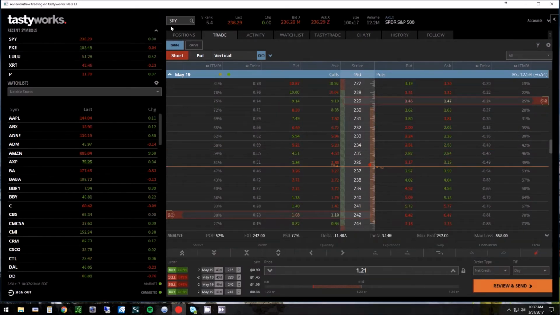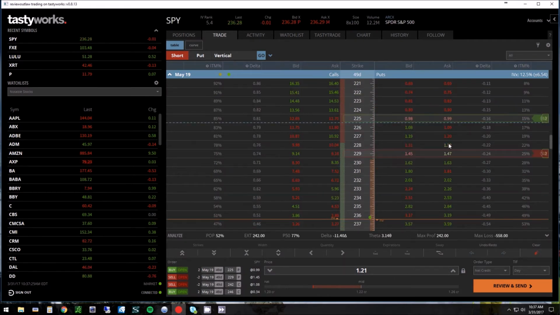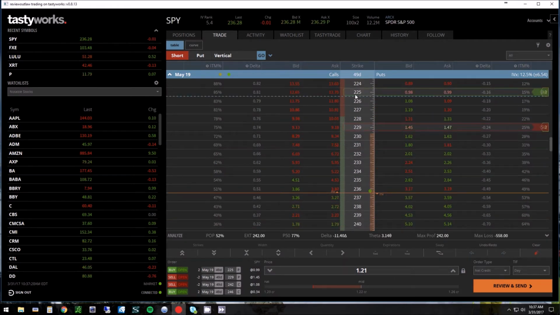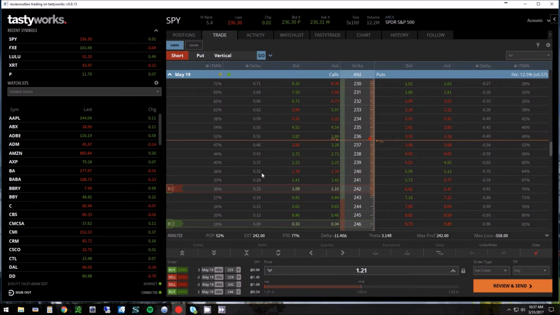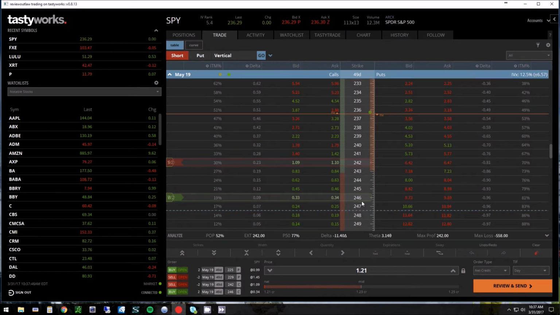Hey, so I want to show you my SPY trade. It's an iron condor as well, and basically I'm buying a 252 put. I'm selling the 229 put. I'm buying the 242 call, and I'm selling the 246. Sorry, swap those. I'm selling the 242 call, and I'm buying the 246 call.